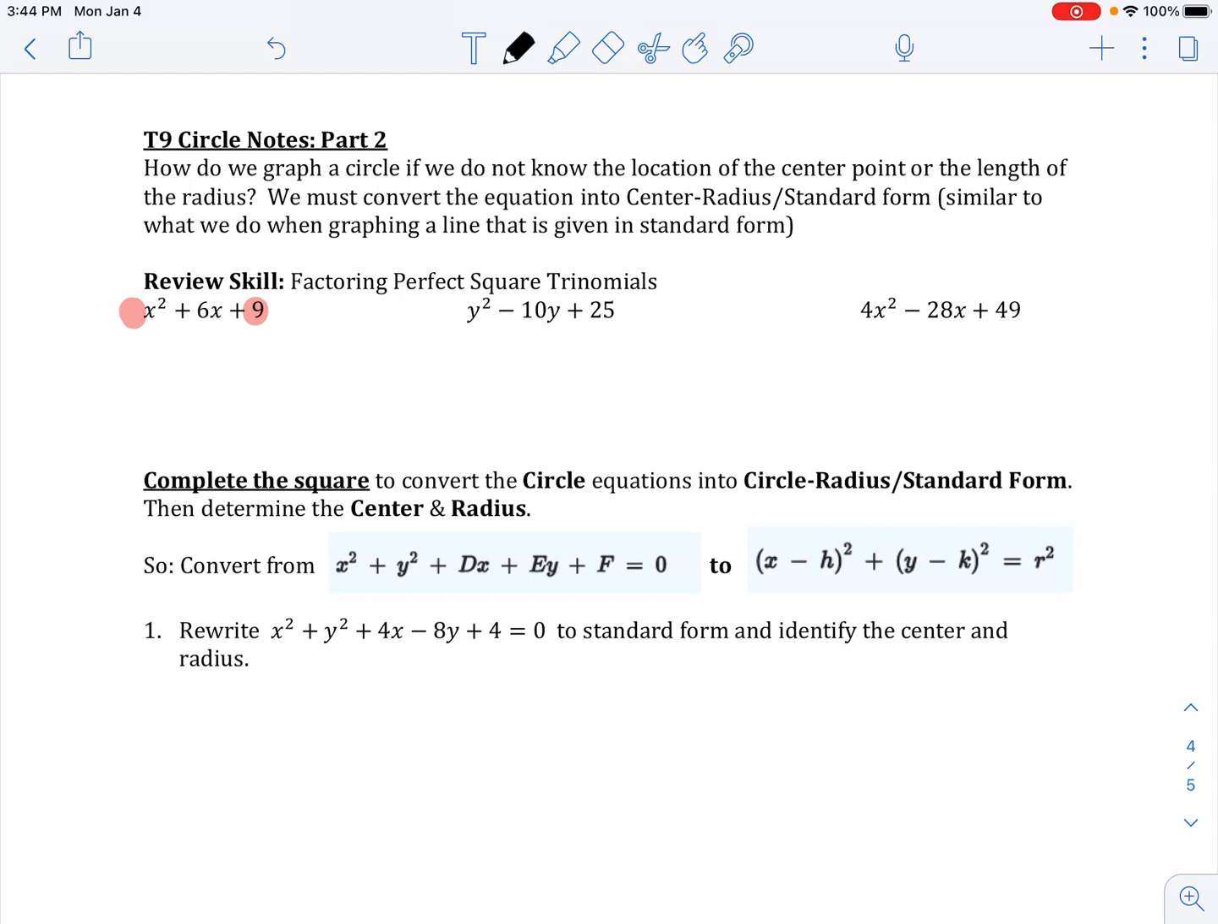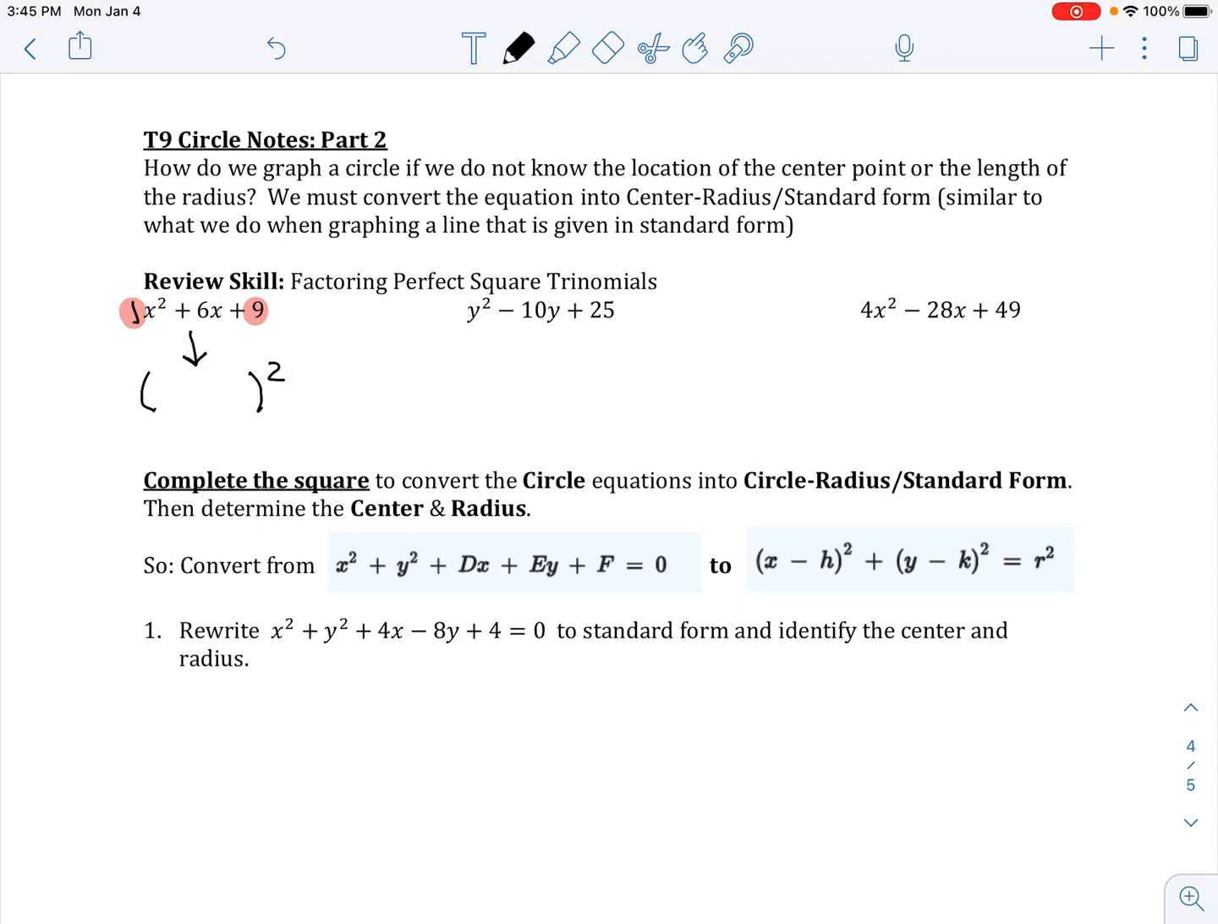The second part is that the middle term must be the result of multiplying the square root of the first coefficient times the square root of the third term times 2. So if this is a 1 here, we're going to do the square root of 1 times the square root of 9 times 2, and that's going to give us 6. So this is, in fact, a perfect square trinomial. Perfect square trinomials always factor into the square of a binomial. That is the pattern for factoring perfect square trinomials.